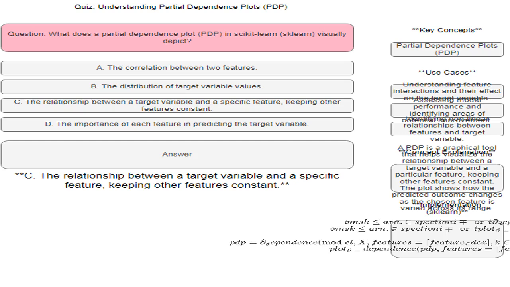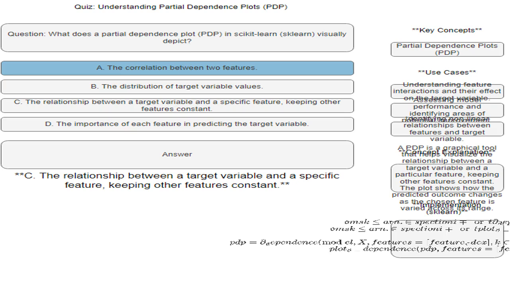What does a partial dependence plot (PDP) in scikit-learn sklearn visually depict? A. The correlation between two features. B. The distribution of target variable values. C. The relationship between a target variable and a specific feature, keeping other features constant. D. The importance of each feature in predicting the target variable.